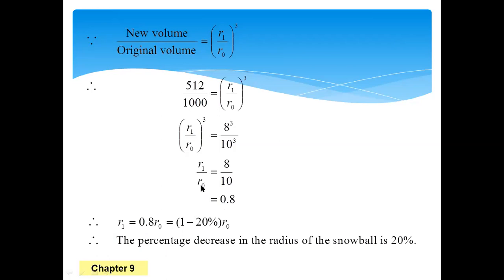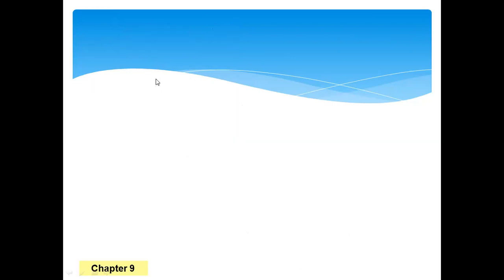Put our original to the right times. 0.8 means 80%, which is 20% less. Then you answer the question: the percentage decrease is 20% because it's only 80% of the original. 20% decrease. And go to part B. What is the percentage decrease in area?